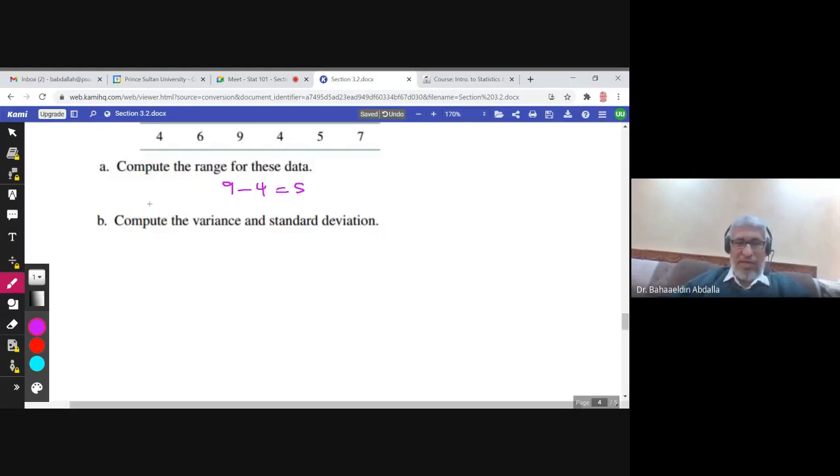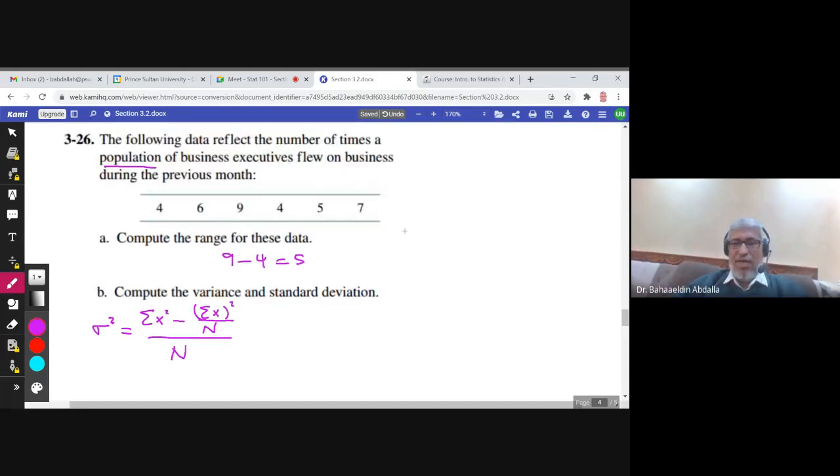Okay, the variance would be sigma square, and the formula is summation x square minus summation x all square over capital N. Remember, there is no n minus 1 when we deal with the population. How to find summation x and summation x square? Well, that's easy. You can add all the numbers by the calculator and get summation x. So if you add all the numbers, you get 35. So summation x is 35.